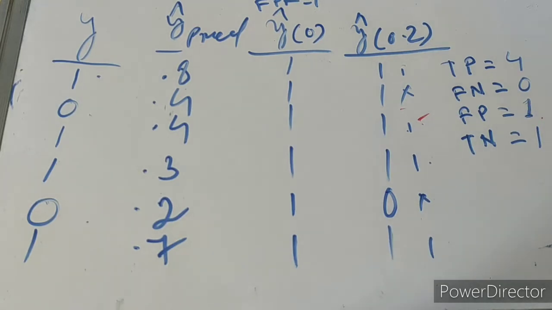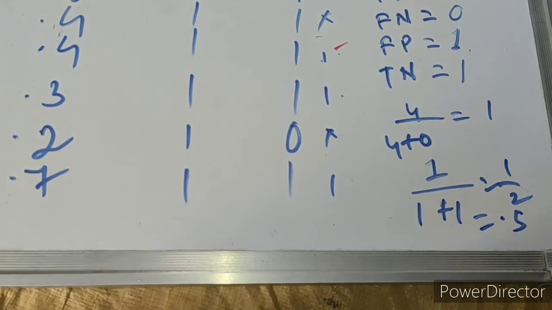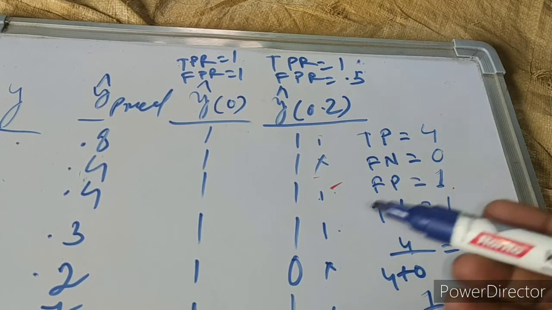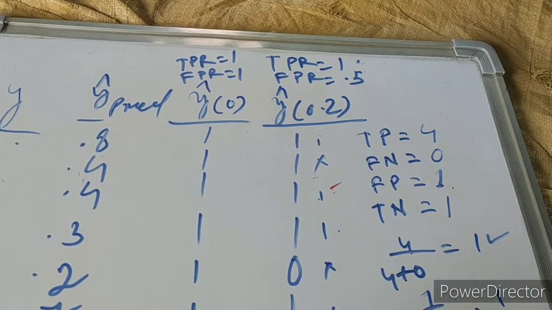So if you put it in the formula, it will give us the true positive rate and false positive rate. I'll write it down. After calculation I found the true positive rate is 1 and the false positive rate is 0.5. You can see I have written it down. Like that, we can find it for various threshold values.